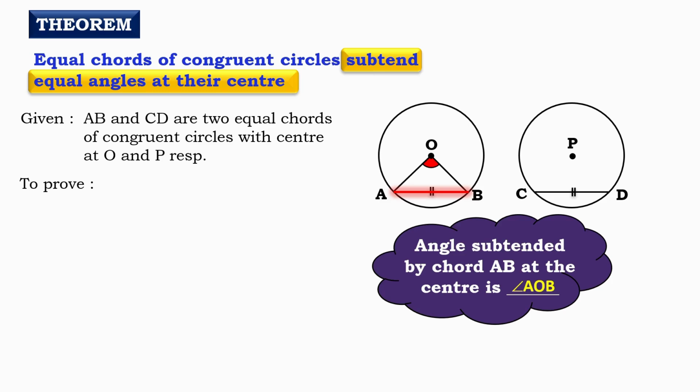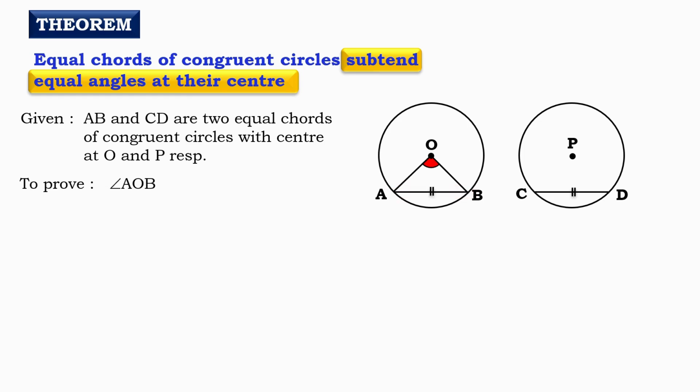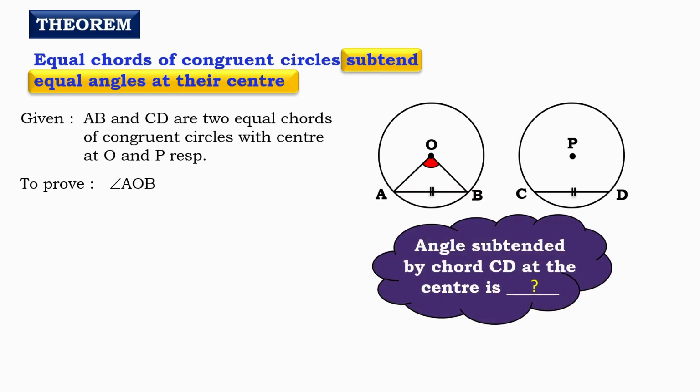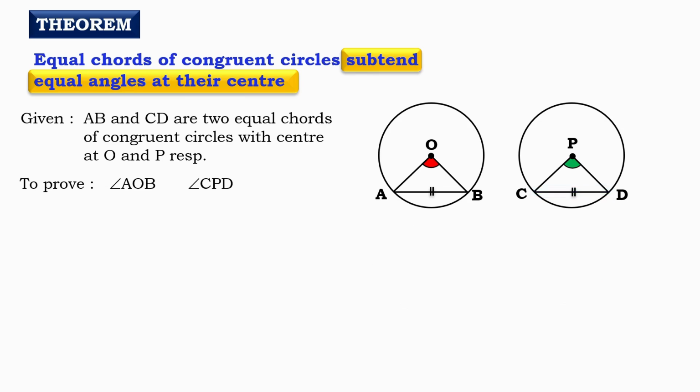Okay. Now we have to prove that they are making the equal angles at the center. So this is the first circle angle. Now let's take a look at the second circle angle, subtended angle. So angle subtended by chord CD at the center is, similarly we will join CP and PD, we will get angle CPD. Okay. So we have to prove that angle AOB is equal to angle CPD, because that is the theorem they are asking, that we have to prove that subtend equal angles at their center.